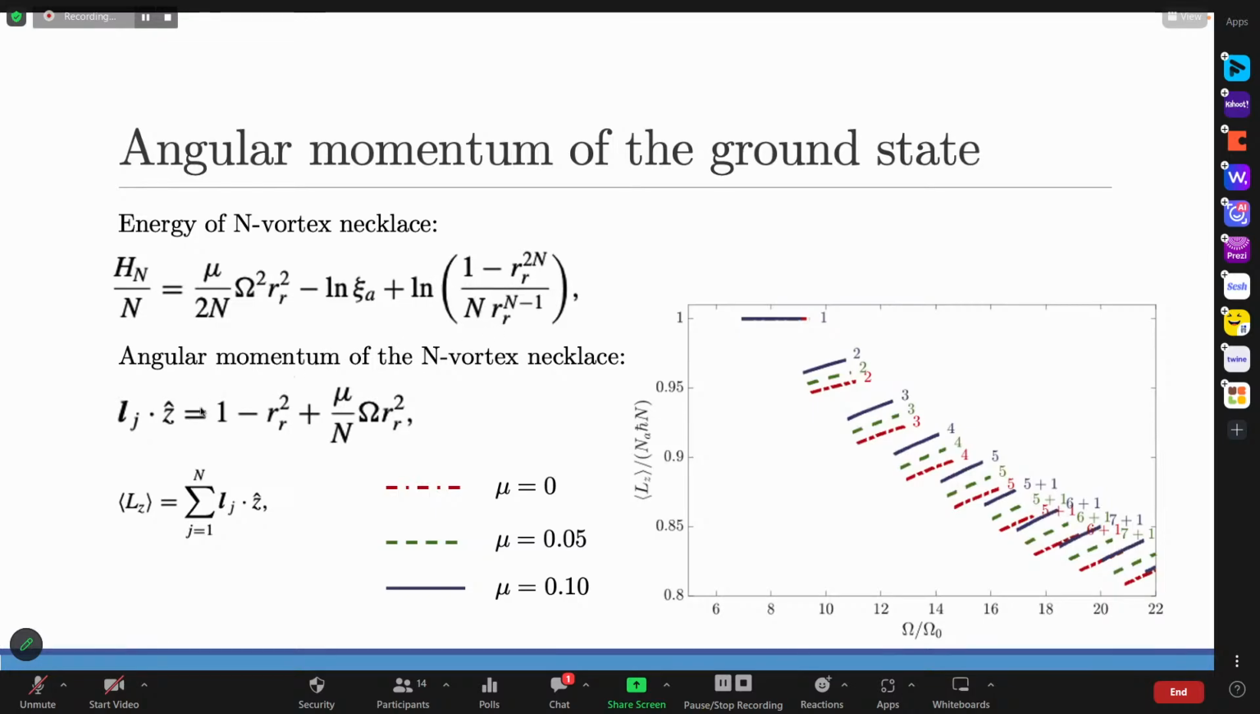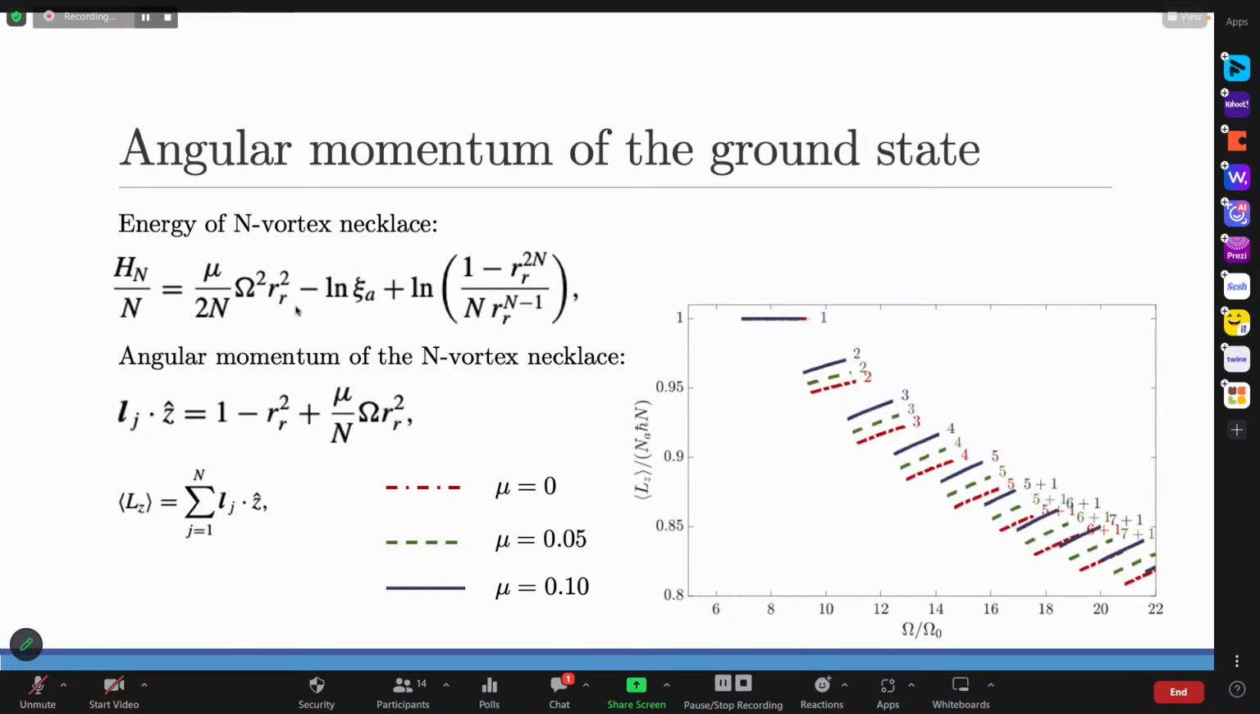And in the same way, you can compute the total angular momentum of the system. And again, you can recognize the classical part here, which is due to the masses that are orbiting, plus this, let's say, quantum term, which is due to the intrinsic contribution. It's the intrinsic angular momentum that the vortices bring to the system.